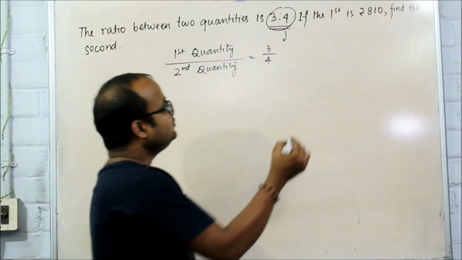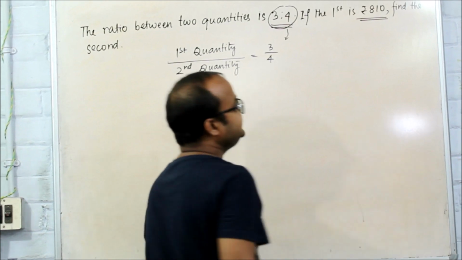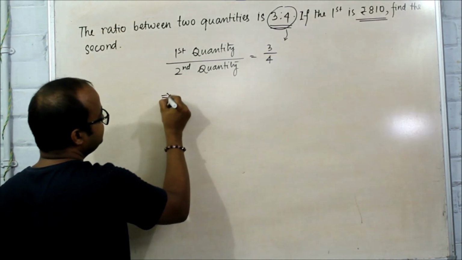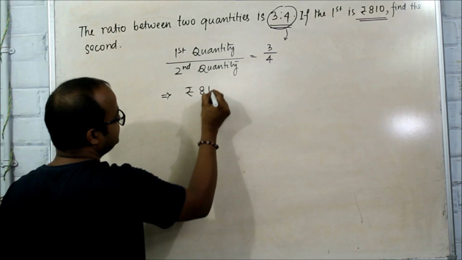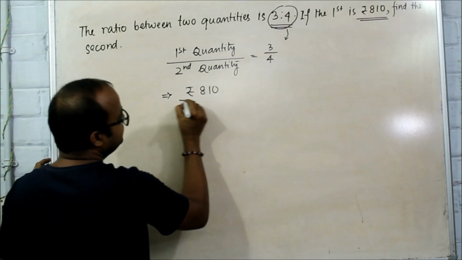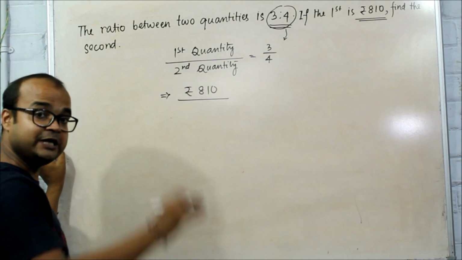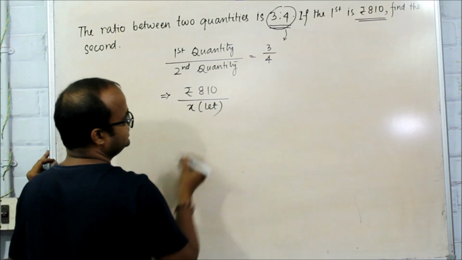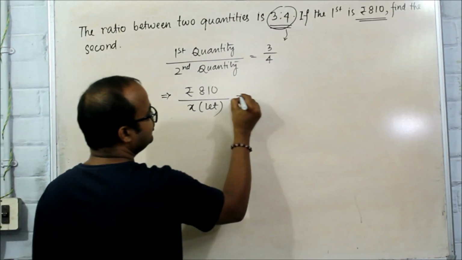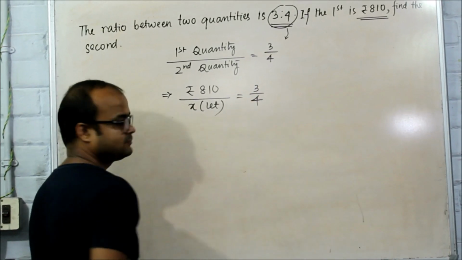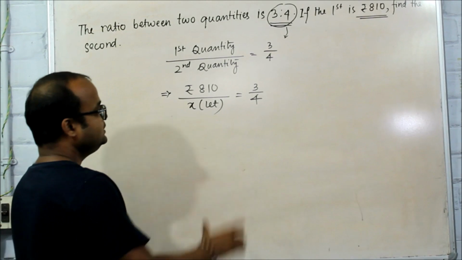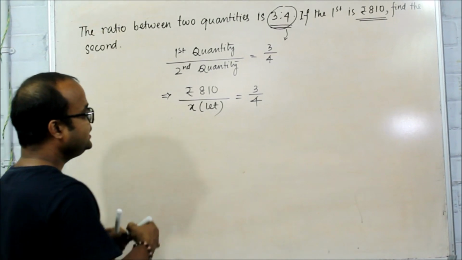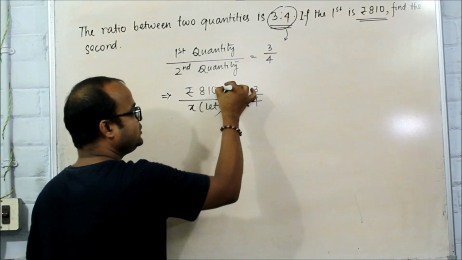Now if the first is rupees 810, in place of first quantity, substitute rupees 810. Now the second quantity, you can assume it as x. So let the second quantity be x. This is equal to 3/4. Now that means we have to find out x, which is the second quantity. Clear?